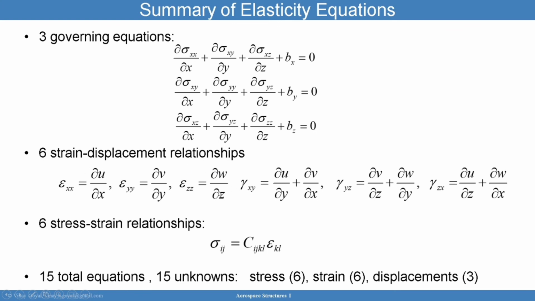And finally, we have the stress-strain relationships. The stresses must be related to the strains using the constitutive equations. And the six stress-strain relationships are given by this equation here. We used virtual tests to develop what the stiffness matrix will look like. So in total, we have 15 equations and 15 unknowns: six stresses, six strains, and three deflections. And as you can see, that's quite difficult to solve.